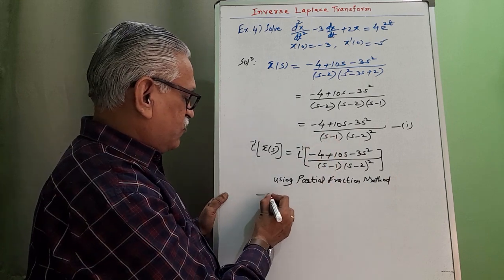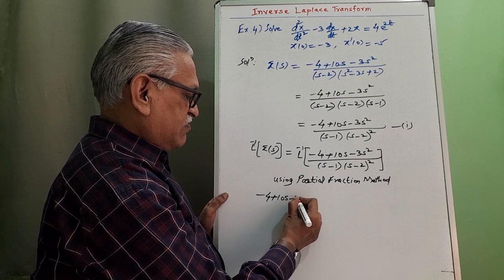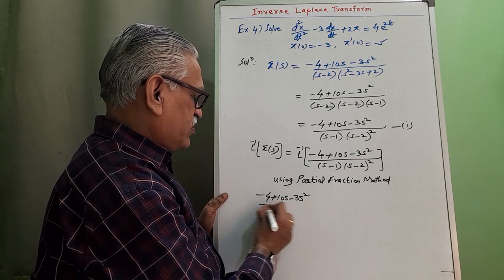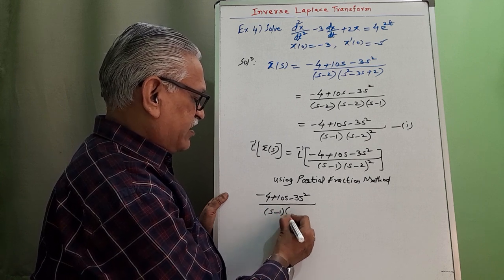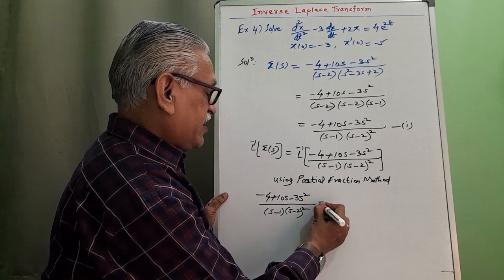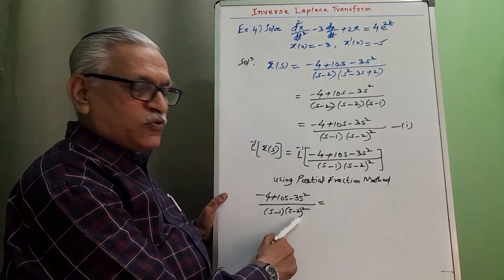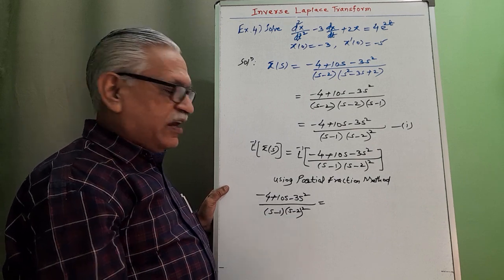This minus 4 plus 10s minus 3s square, whole divided by s minus 1 and s minus 2 whole square, we can write. It is a combination of 2 types. First one is a real different root. Second one is a real and a repeated root.